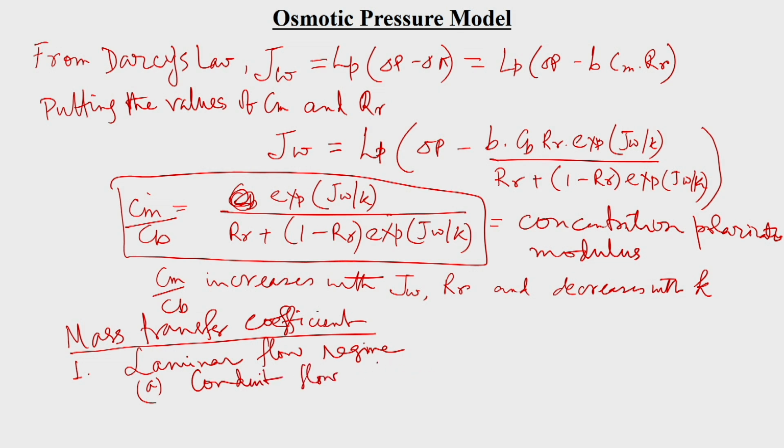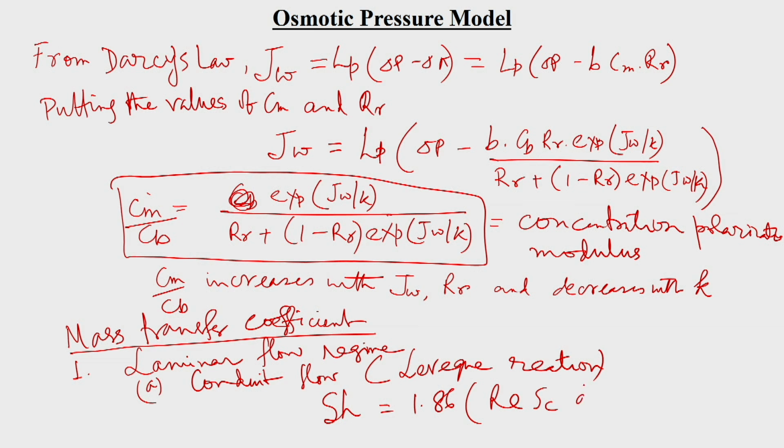So, this one is the Leveque relation we need to follow. We know the Sherwood number is equal to 1.86 into (Reynolds number, Schmidt number, and d by L) to the power 1/3, where d is the equivalent diameter of the channel. So we need to follow this correlation for the laminar flow regime.